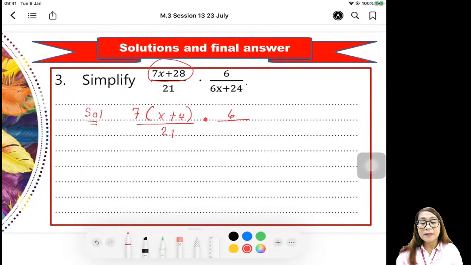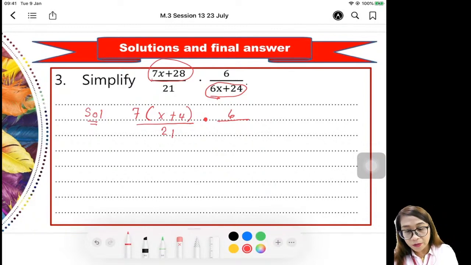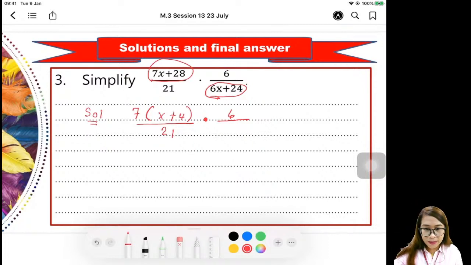Okay, and take out the highest common factor from this. From M3/2 students, what is the highest common factor? We are now in 6x plus 24. Yes, the highest common factor is 6. How about from M3/2? That is correct. Yes, that's the answer. But the highest common factor is only 6. Okay, I have the answer already from Ploy and Napat.